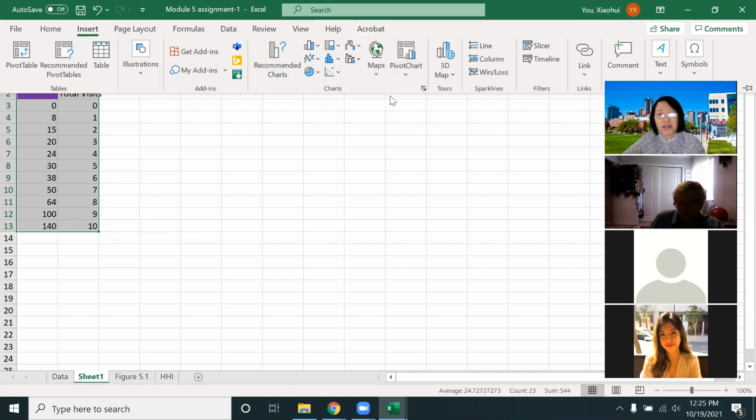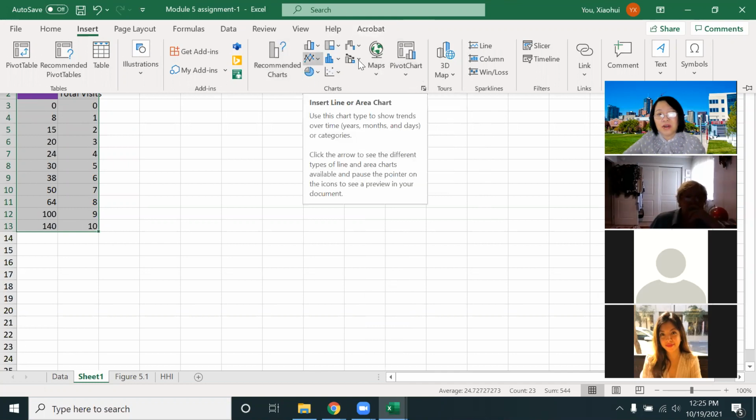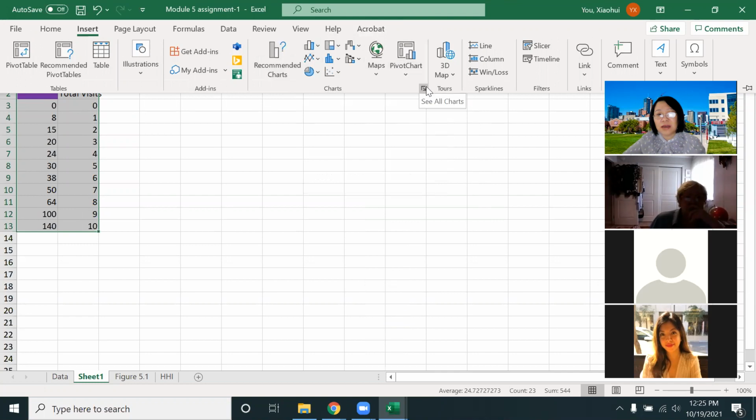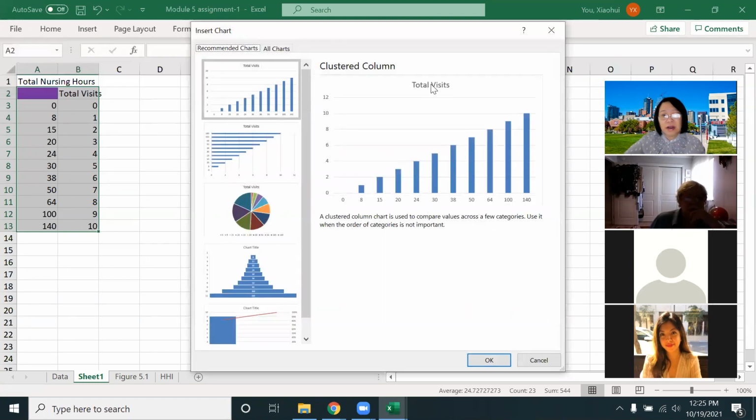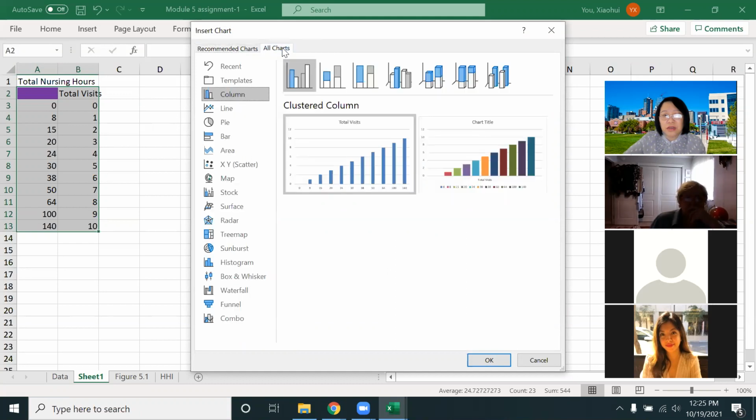So insert charts. So this is all the charts. You might already find those charts, right? So if you have this one, like the charts, to see all the charts, you click this one. If you don't have this one, you can pick up a chart you want. So let's look at this one. See all charts, like this one, and then you can click all charts at the top.